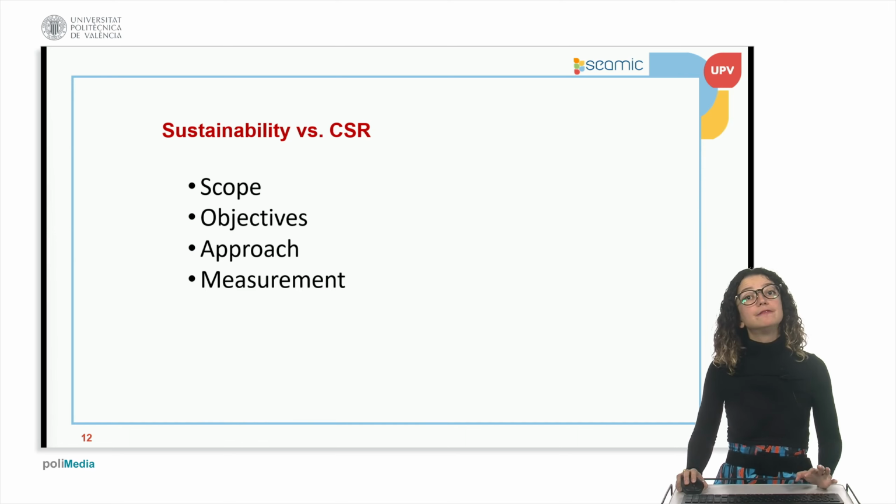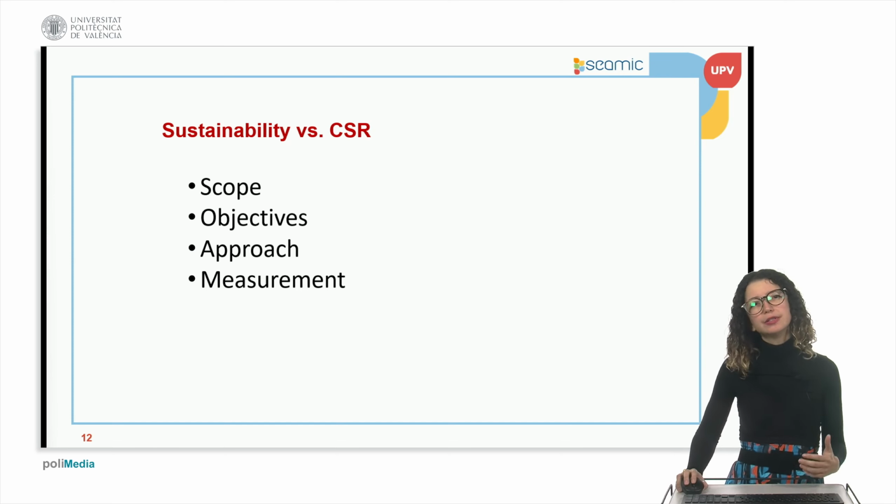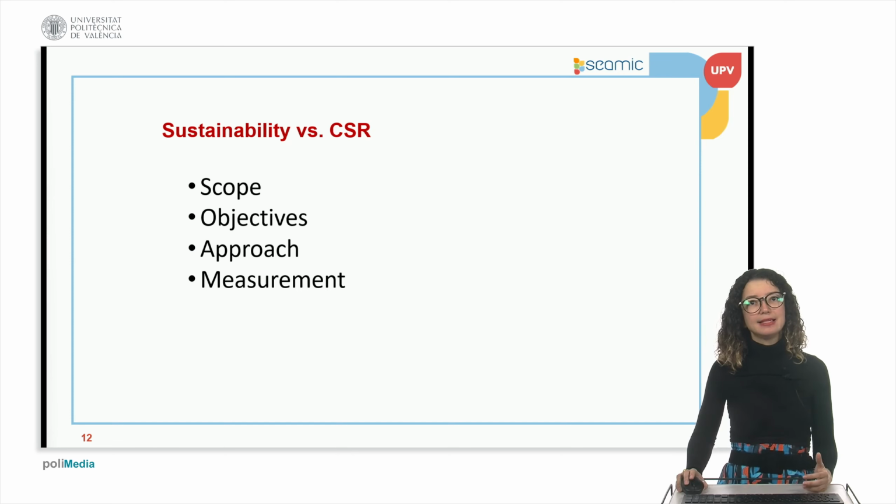About the scope and focus. Sustainability is a broad, holistic concept that focuses on balancing environmental, social, and economic dimensions across all sectors of society, not limited to business. It seeks to ensure the long-term health of the planet and communities by promoting resource efficiency, reducing environmental degradation, and supporting social equity.